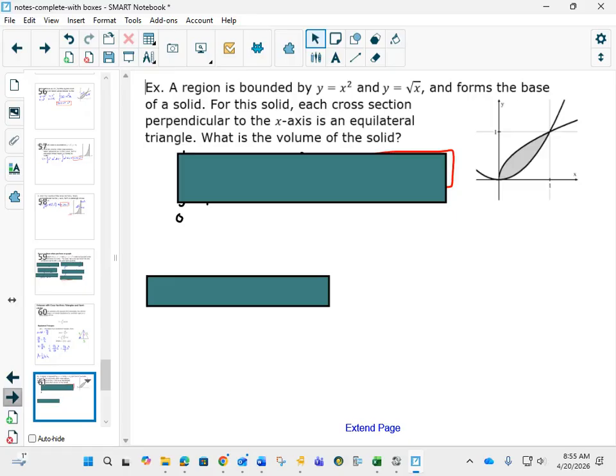So, a region is bound by y equals x squared and y equals square root of x. These are the exact same question that you saw on the video, but this time we're going to do equilateral triangles perpendicular to the x-axis. And just like the video, whichever way they do perpendicular, I like to draw that line so that you make sure, okay, if I'm doing it that way, perpendicular to the x-axis, that means I'm starting at 0 and going to 1.